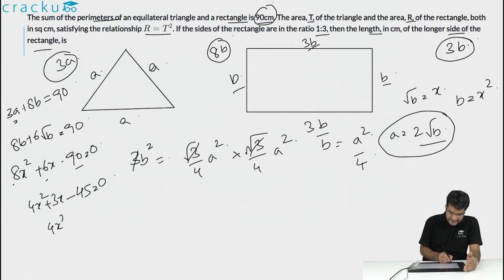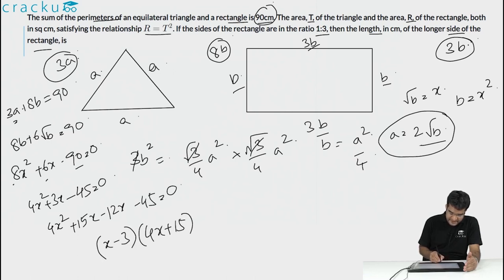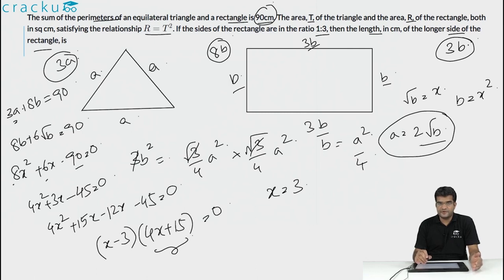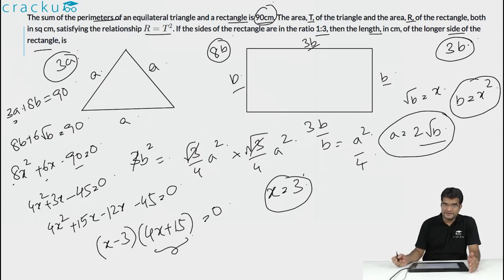Or if you are factorizing this, 4x square plus 15x minus 12x minus 45 is equal to 0. Or x minus 3 into 4x plus 15 is equal to 0. So the value of x is equal to 3. The second value of x, which is equal to minus 15 by 4, is not allowed because x has to be a positive number. So if x is equal to 3, what is the value of b? The value of b will equal x square, which is equal to 9.